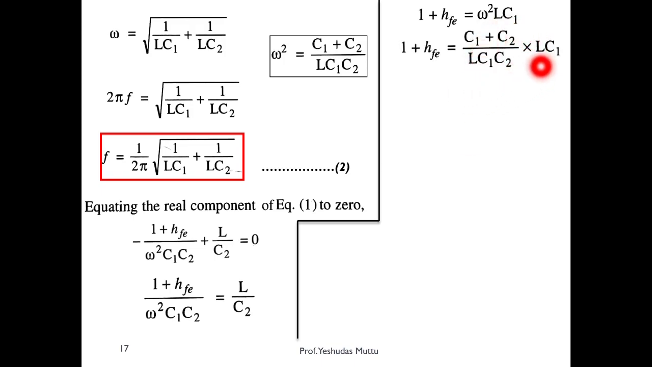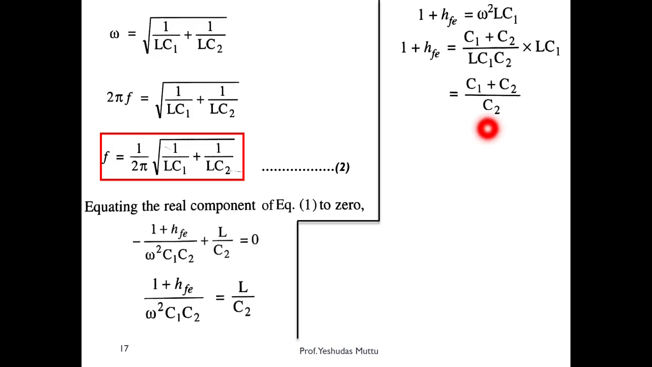So what will get cancelled? LC1 will get cancelled. So you'll be left with C1 plus C2 upon C2. Distribute the denominator. So you're going to get 1 plus C1 upon C2. I think this is pretty much clear to you all. Now solve this. I'm going to get HFE is equal to C1 by C2. HFE is nothing but beta. So nothing to worry.